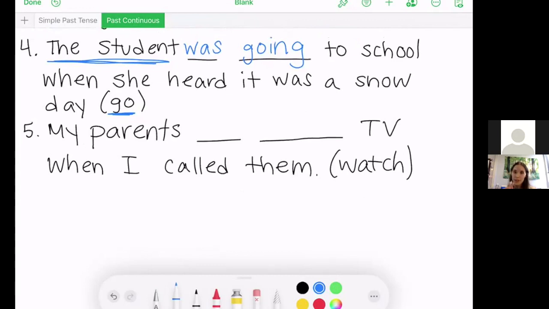One more, and I won't give you any hints for this one. My parents blank blank TV when I called them. There's our main verb. Go ahead and figure out, how do we put this in past continuous tense?